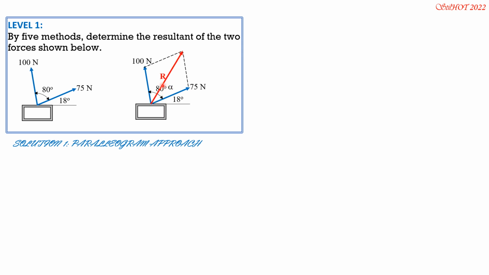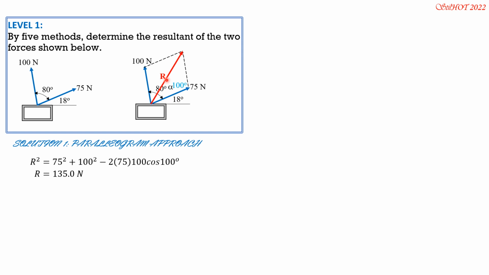Then let's call the angle between the 75 Newton force and the resultant alpha, so that theta is 18 plus alpha degrees. Since this is 80 degrees, remember the principle that the other adjacent angle is 180 minus 80. So this is 100 degrees. Therefore, we can now compute the magnitude of R by cosine law. R square equals 75 square plus 100 square minus 2 times 75 times 100 cosine of 100. So the magnitude of R is 135.0 newtons.